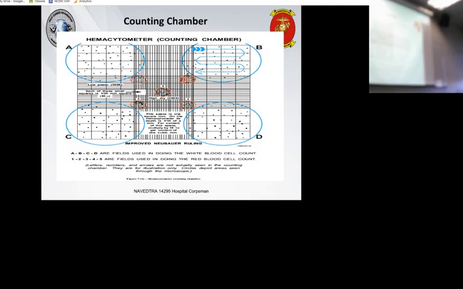So, like I said, for the hemocytometer, basically you would just read the blocks and go in order. And you would just get a number, and that's how many blood cells and everything like that. Next.